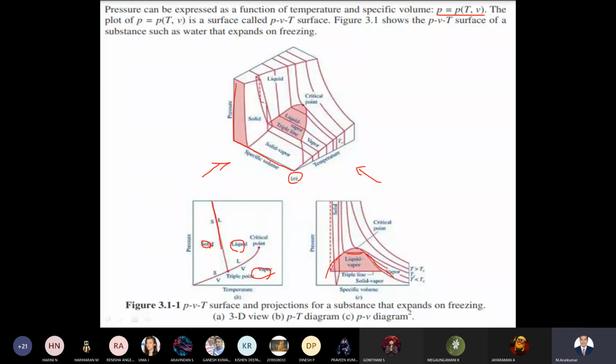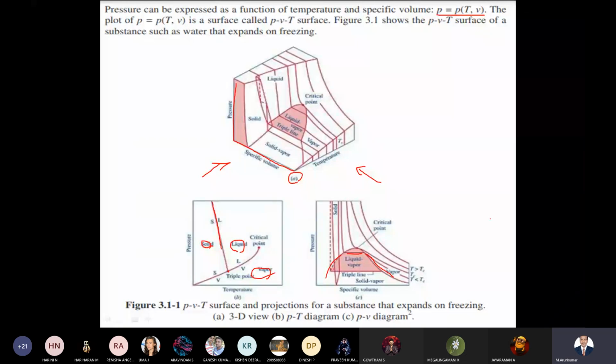Below the saturation liquid line, the temperature is low, which means we can say that the substance is in the subcooled liquid region. If the temperature is above the saturation vapor line, we can tell that the substance is in the superheated region. So that you know very well, and we need not discuss more about that. We have to see this separately for water. Right. So this is the PVT surface of a substance.